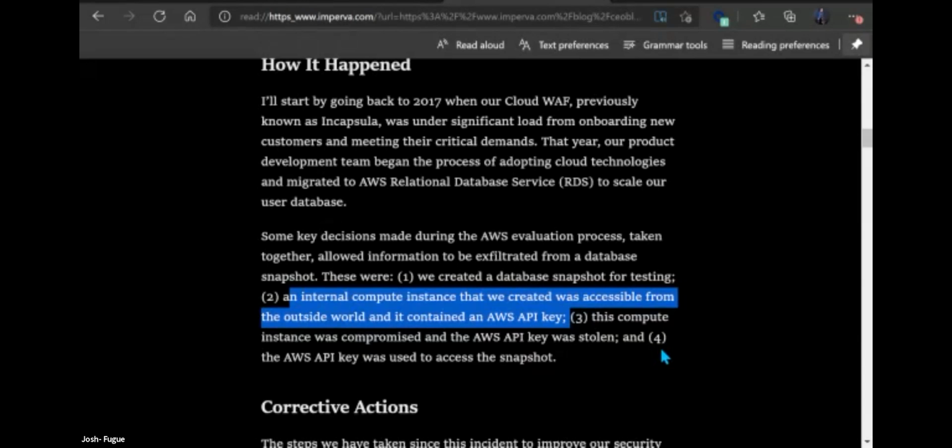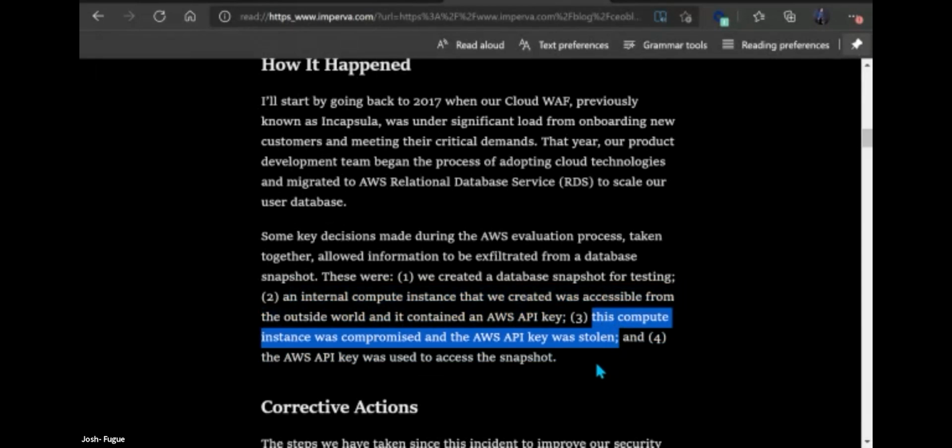And your pen testers are going to understand this. They're going to be looking, pouring through S3 buckets, public ones or semi-private ones, and I'm going to show you what that looks like in a second, looking for these API keys and hoping they're still active. So this key management is just absolutely critical, and key rotation is absolutely critical. All right, this compute instance was compromised and the API key was stolen.